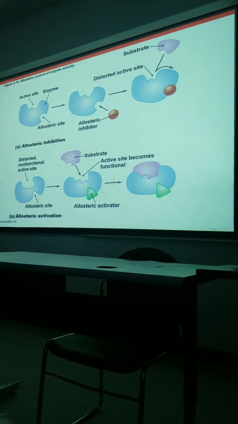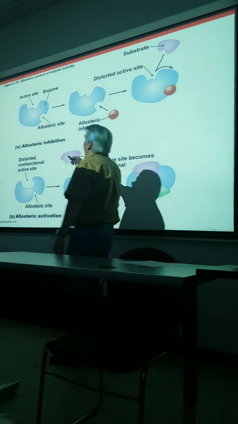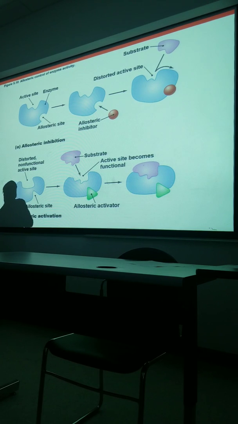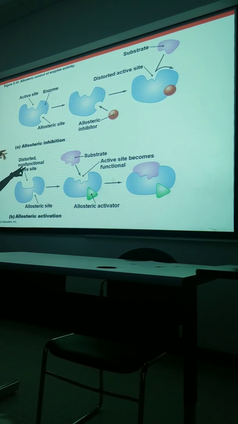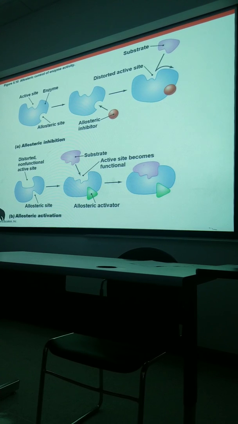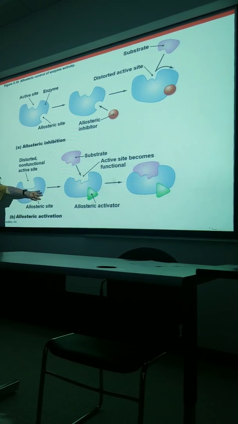In allosteric inhibition, the enzyme is made active, right? It's already turned on. When the allosteric regulator binds to it, what is it going to do to that enzyme? It's going to change the shape, but what's it going to do to the activity? Turn it off. It's going to shut it down. So you're going to inhibit it, right? In an allosteric activation, the enzyme is made inactive. Distorted, non-functional active site.